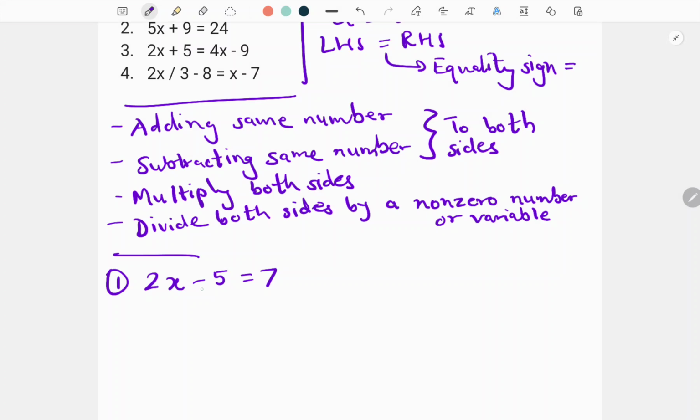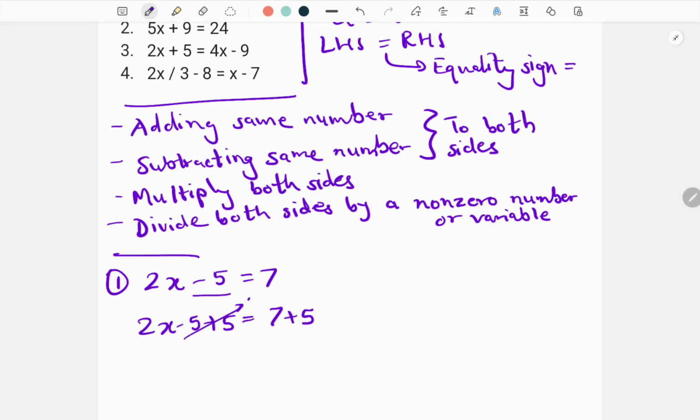So I see that there is a minus 5 here. So I want to add plus 5 to both sides so that this minus 5 goes away, and I want to isolate variables and constants. So let's see how that works here. So I have 2x minus 5 plus 5 is equal to 7 plus 5. I need to add the same constant to both sides.